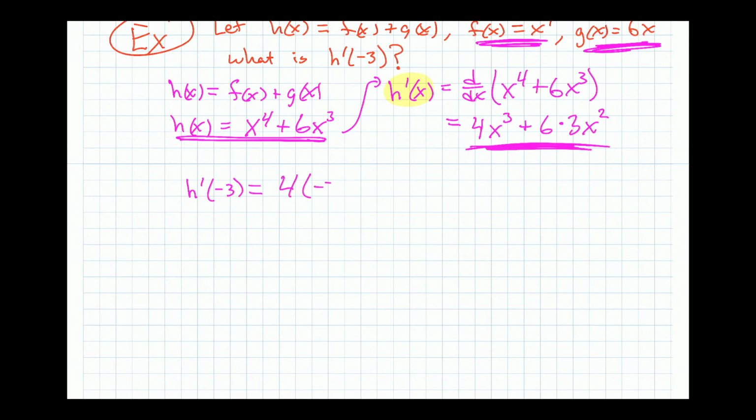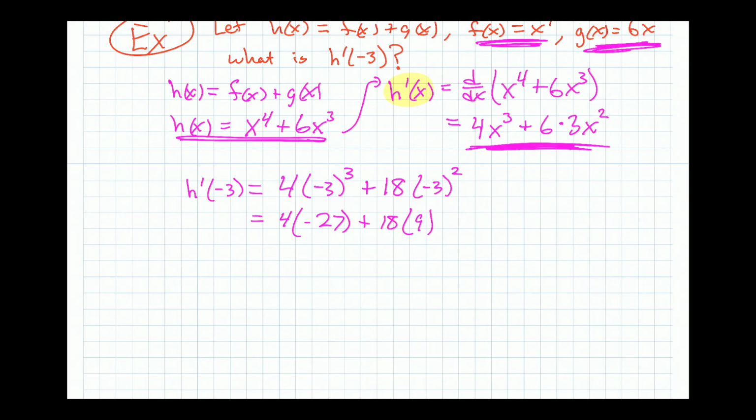So 4 negative 3 to the 3 plus, I'll do the 6 times 3, that's 18, and then negative 3 to the 2. So work that out. On a calculator is going to be the easiest way, but in your head if you can, or on paper. So 4 negative 3 cubed is negative 27. 18 times negative 3 squared is 9. Yeah, so this is definitely a do it on a calculator type thing. Don't be a hero. Don't add it in your head. I can't add that in my head. There's no way.